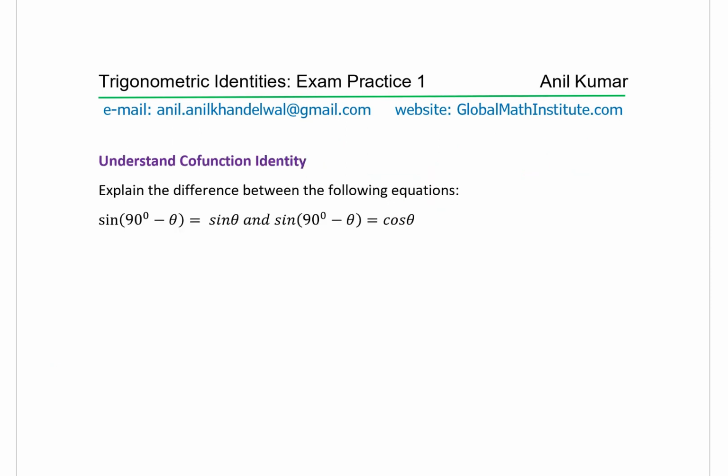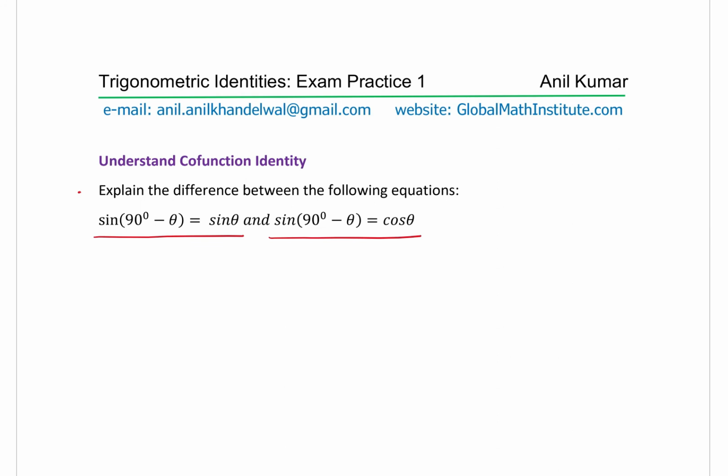Next question here is, I've given the heading to understand cofunction identity. The question is, explain the difference between the following equations. So we have two different equations here. One of them is sine of 90 degrees minus theta equals sine theta. The other one is sine of 90 degrees minus theta equals cos theta. Now, what is the difference between these two equations?